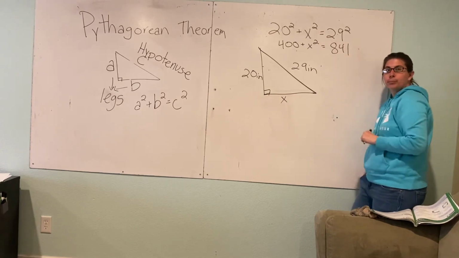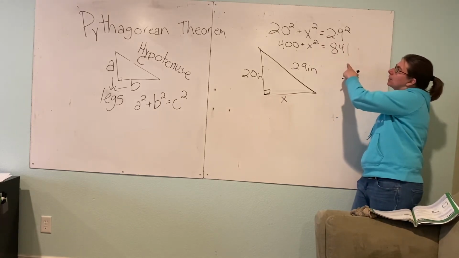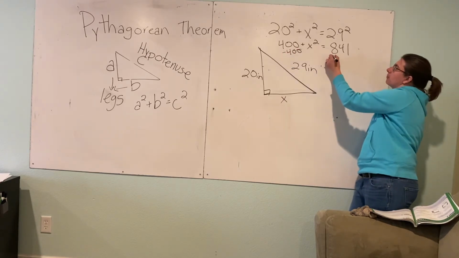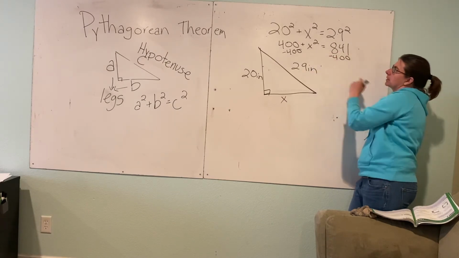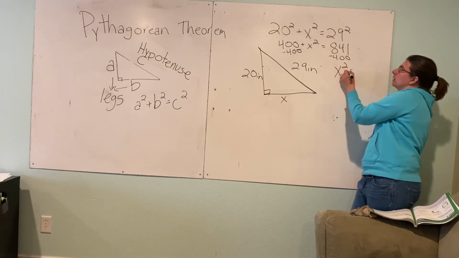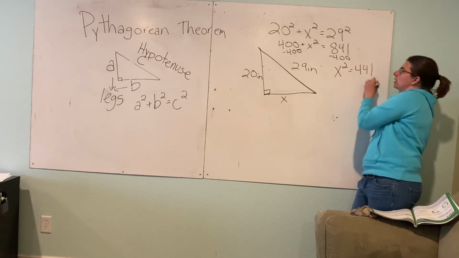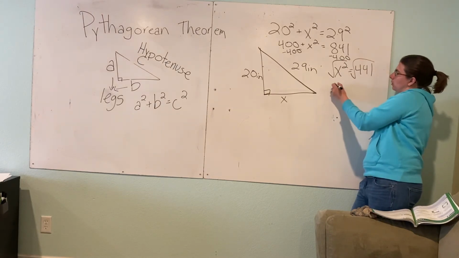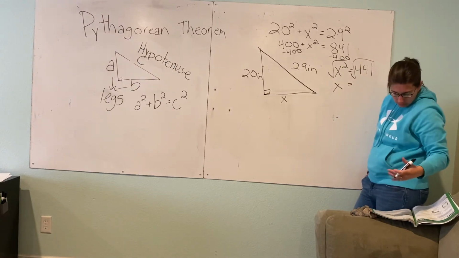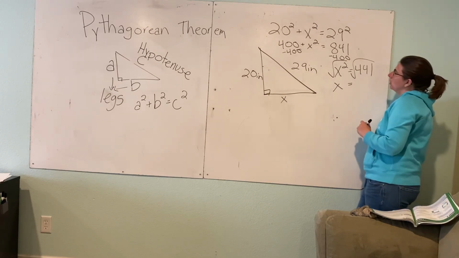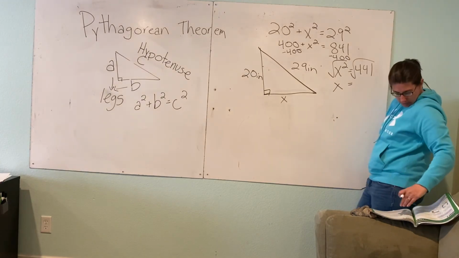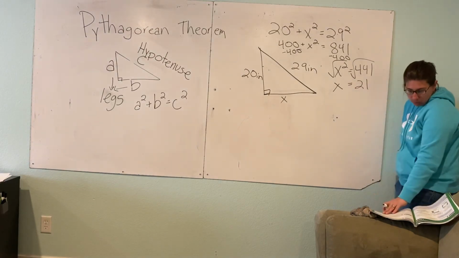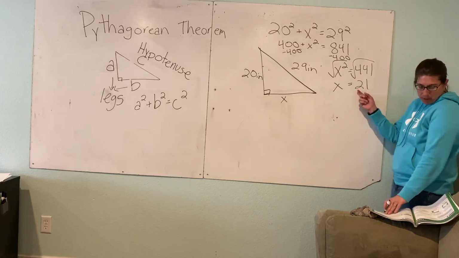Okay, this time, you notice that the x squared is not over on this side. So we actually have to move the 400 by subtracting 400 or adding negative 400 to both sides. We're attempting to isolate this variable. So we have x squared equals 441. Now that the x squared is on the side by itself, we can square root it. What times itself will give you 441? You type that out on the calculator and you're going to get 21.